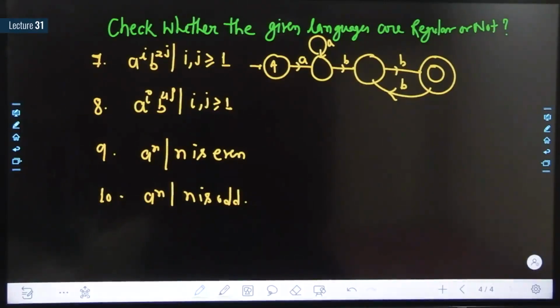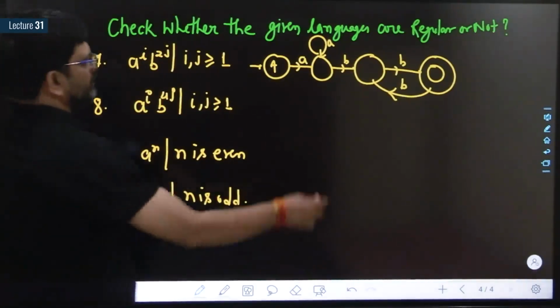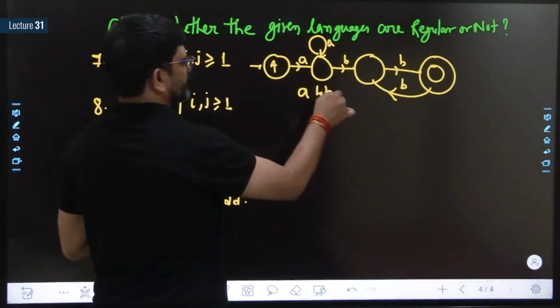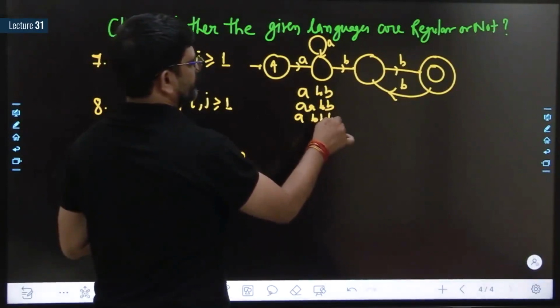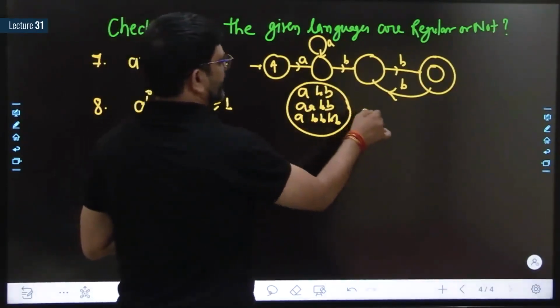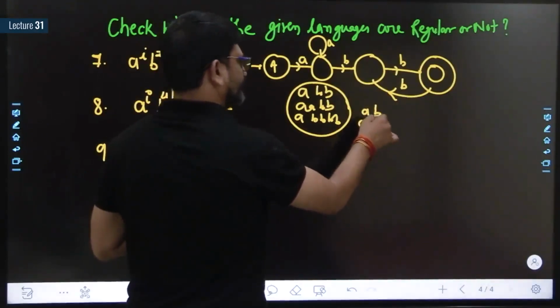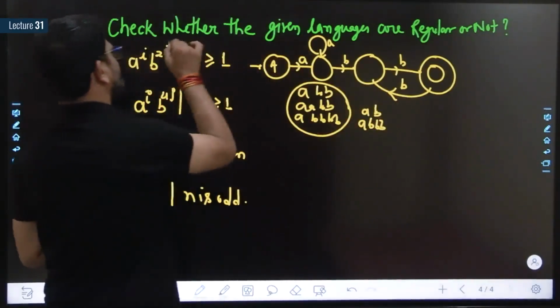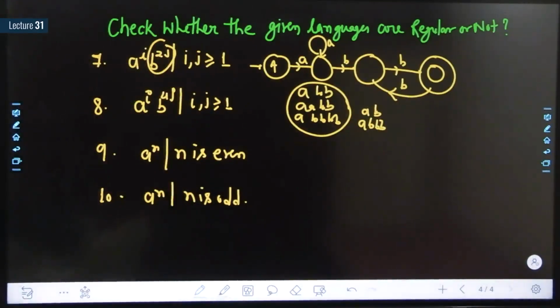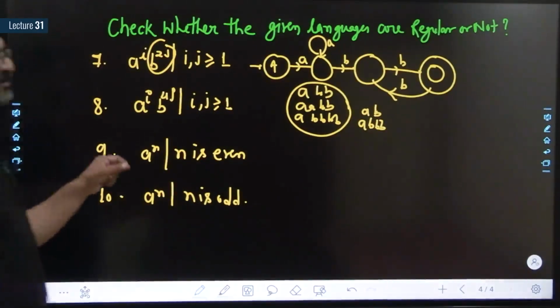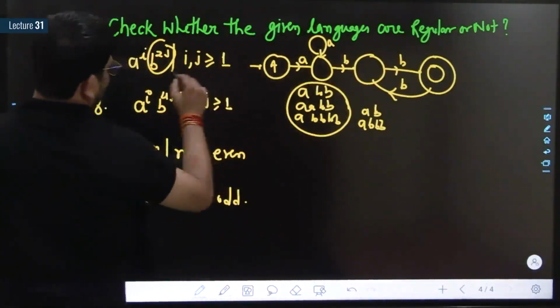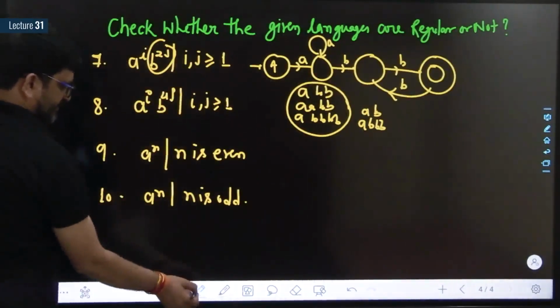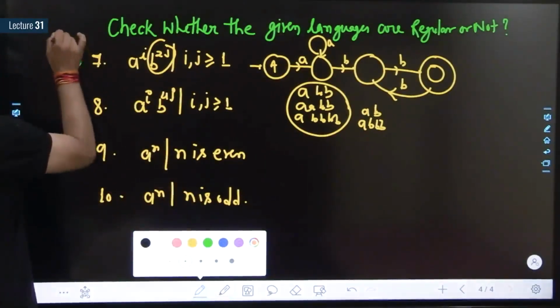B is always a multiple of 2. A double B is accepted. ABB is accepted. A 4B is accepted. Clear? But A single B is not accepted. A triple B is not accepted. B is always a multiple of 2. It means we can draw the finite automata for this language. It means the given language is regular.